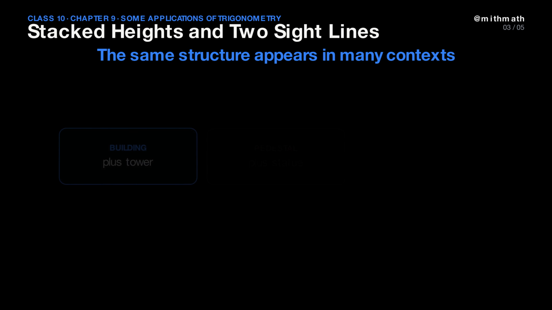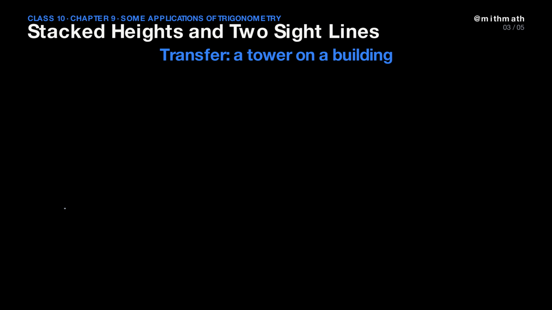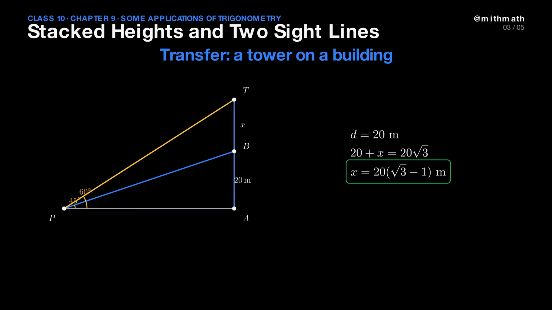Ignore the names of the objects for a moment. Each problem has a lower known or unknown layer, an upper layer, one shared baseline, and two sight lines. A 20-meter building seen at 45 degrees is 20 meters away. The 60-degree line gives total height 20√3, so the transmission tower is 20 times (√3 minus 1) meters.